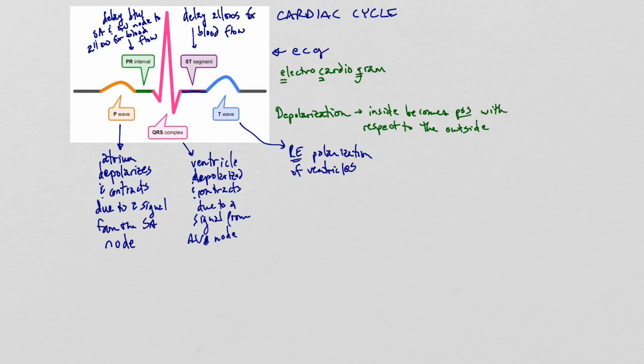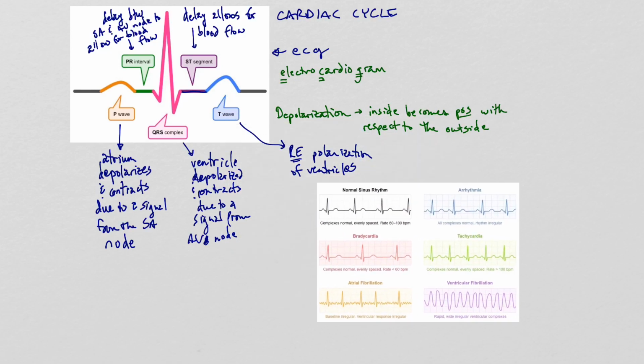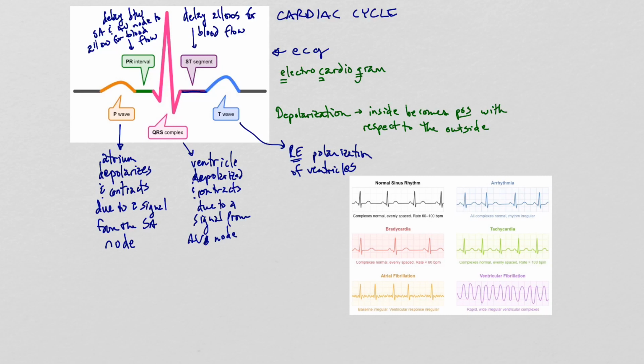Let's add in a picture about some common problems here. All right. So here we go. Okay. So here's your normal ECG right here. There's something called arrhythmia, which means that the rhythm is irregular. So let's pay attention to what's happening here.